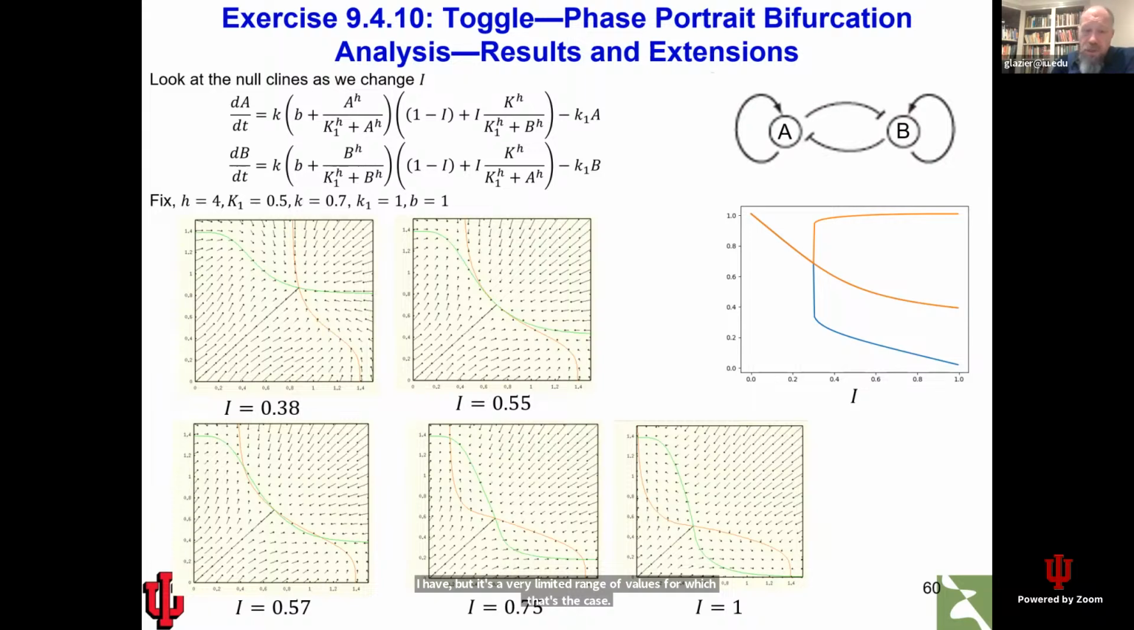So why don't you see what happens when you reverse the time and you do this plot? What do you get for I equals 1? Let's see what we get. Okay.